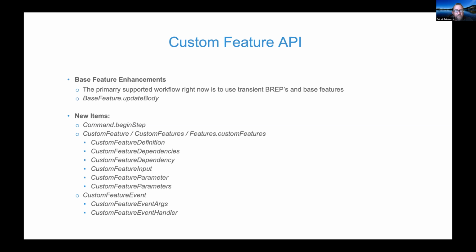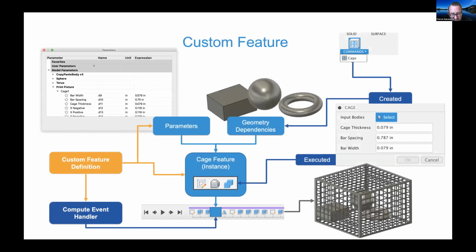The one thing I want to call out is that one of the reasons we're calling this preview is that the primary workflow we've targeted is around the idea of base features. So you would have maybe a sketch, and then I would build all this geometry using the temporary BREP manager, and then maybe do a combine or something like that. That's the target workflow right now: build the geometry itself using non-parametric features, and then add the parametricness, if you will, yourself.